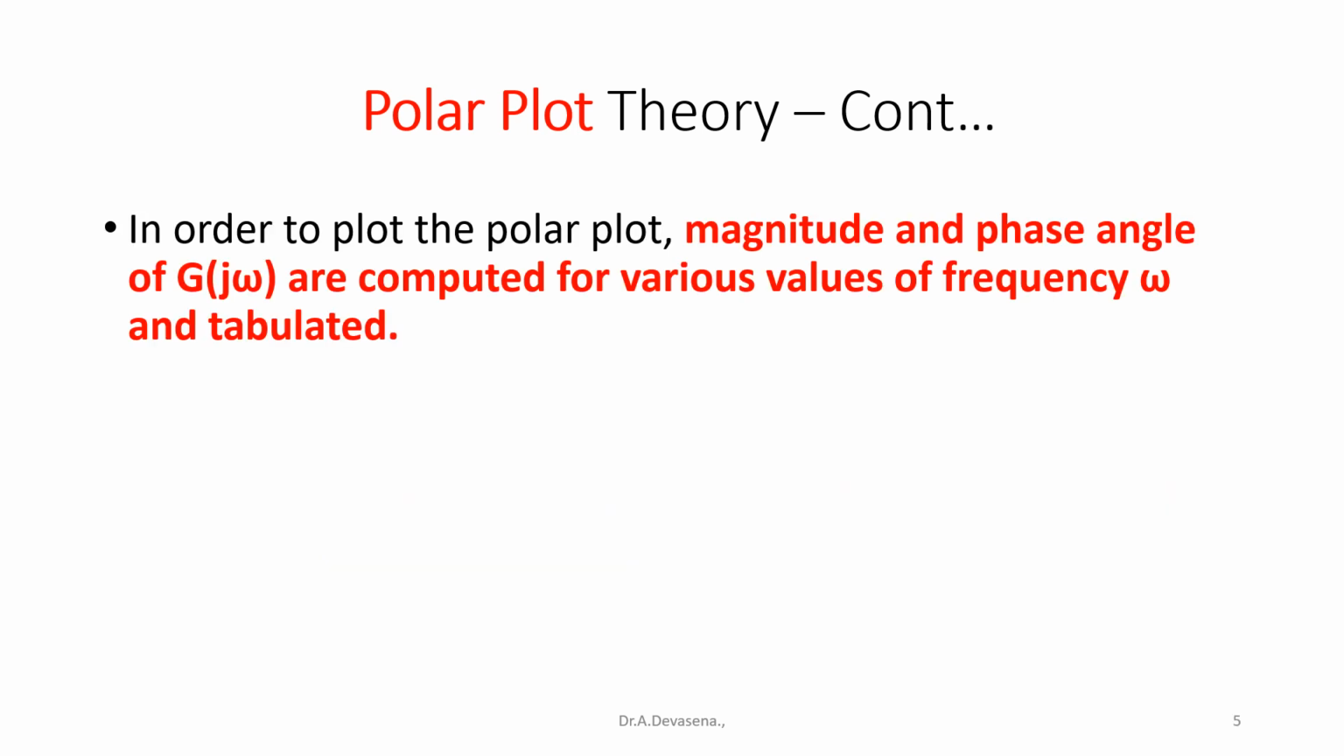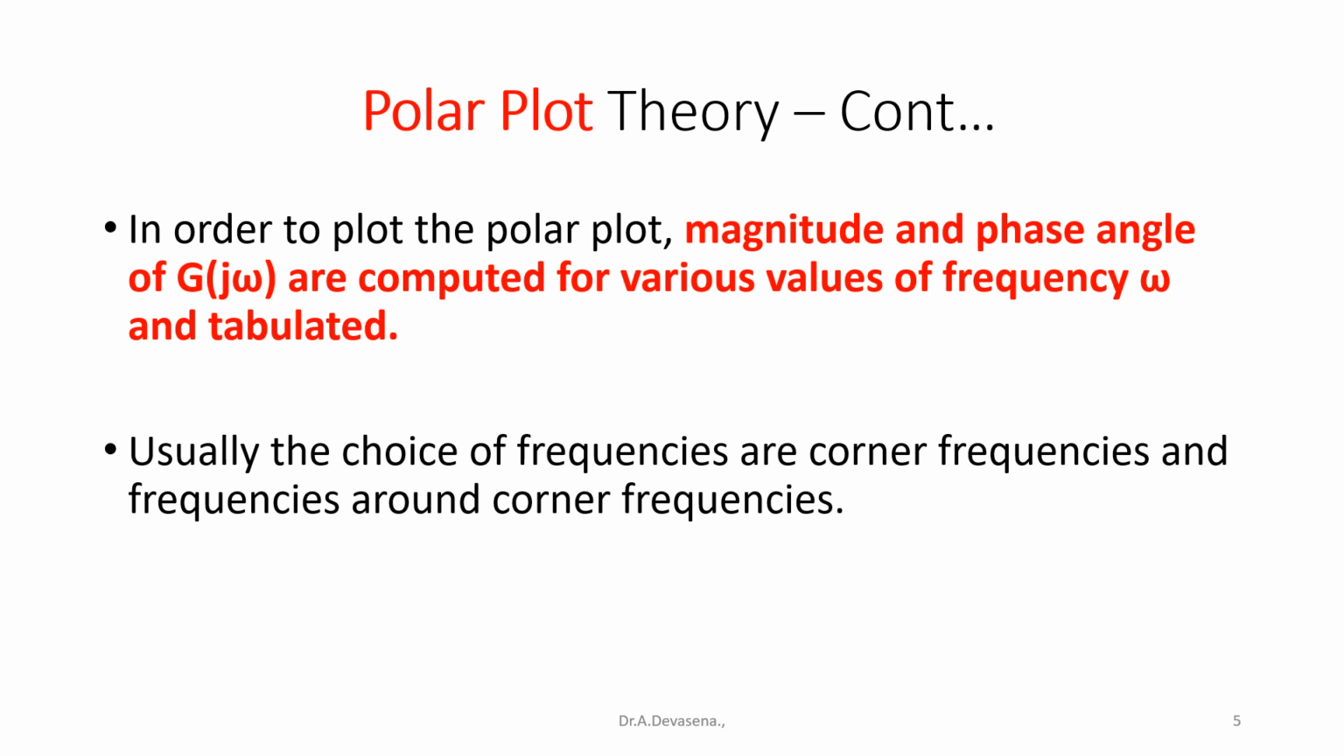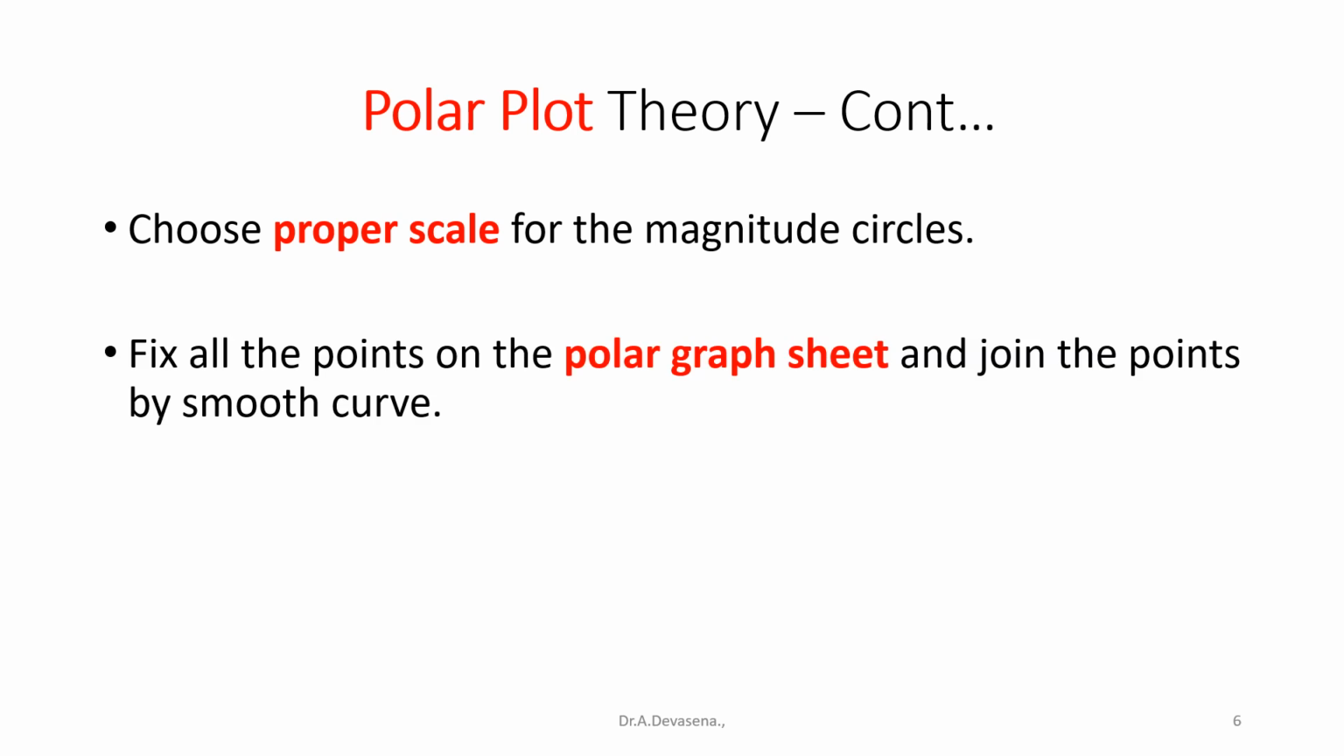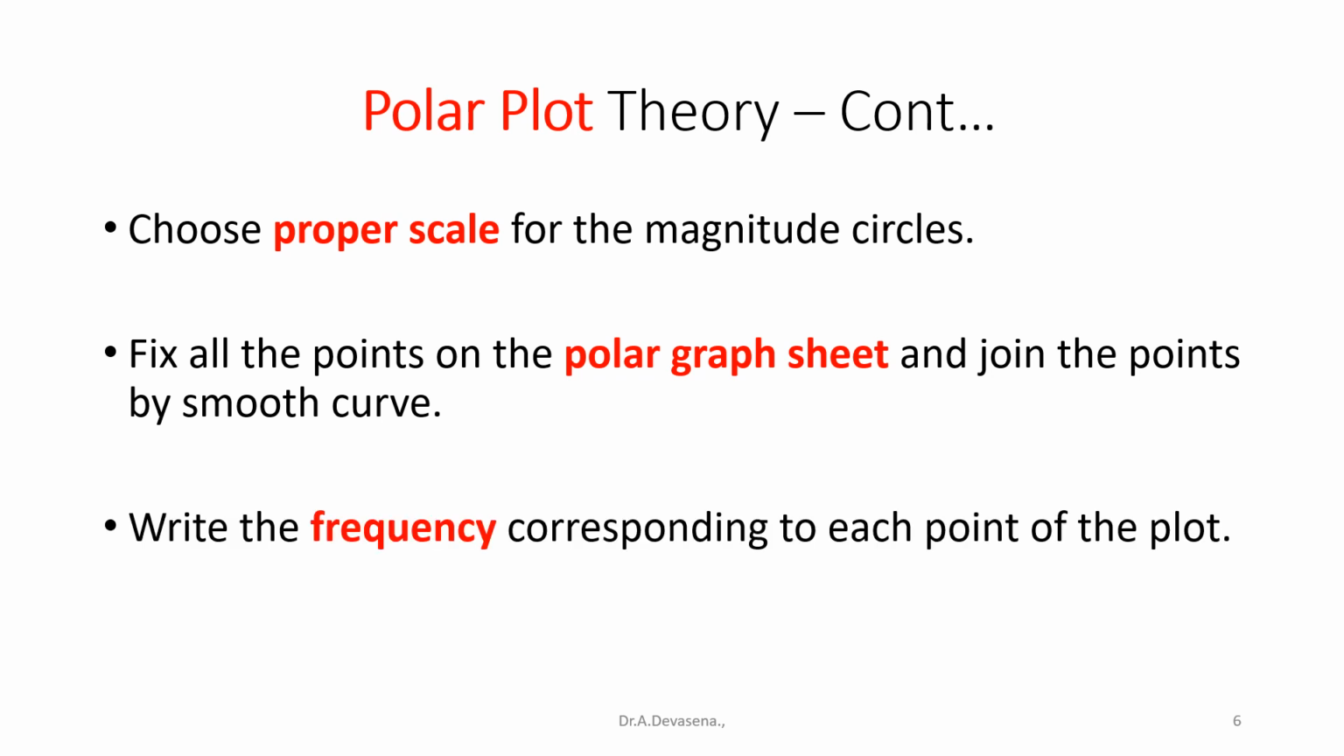In order to plot the polar plot, magnitude and phase angle of G of j omega are computed for various values of frequency omega and tabulated. Usually, the choice of frequencies are corner frequencies and frequencies around corner frequencies. Choose proper scale for the magnitude circles. Fix all the points on the polar graph sheet and join the points by smooth curve. Write the frequency corresponding to each point of the plot.